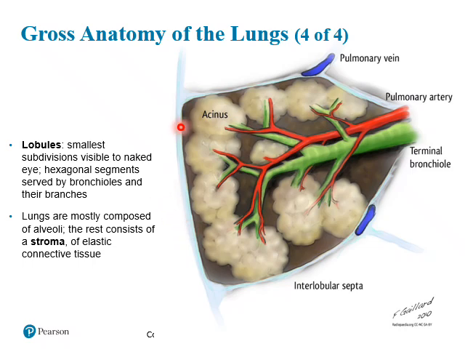The lobule. You have here a picture of the lobule, the smallest subdivision visible to the naked eye. Okay, it's a usually hexagonal segment, and is served by bronchioles and their branches. The lungs are mostly composed of alveoli, and the rest consists of stroma of elastic connective tissue.